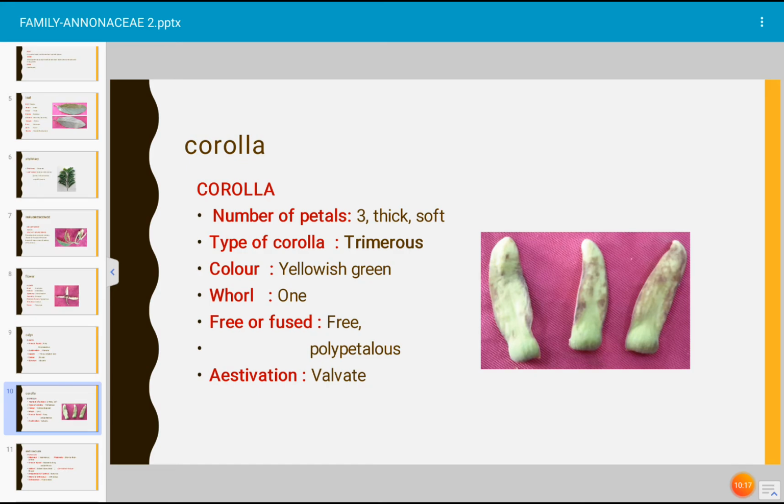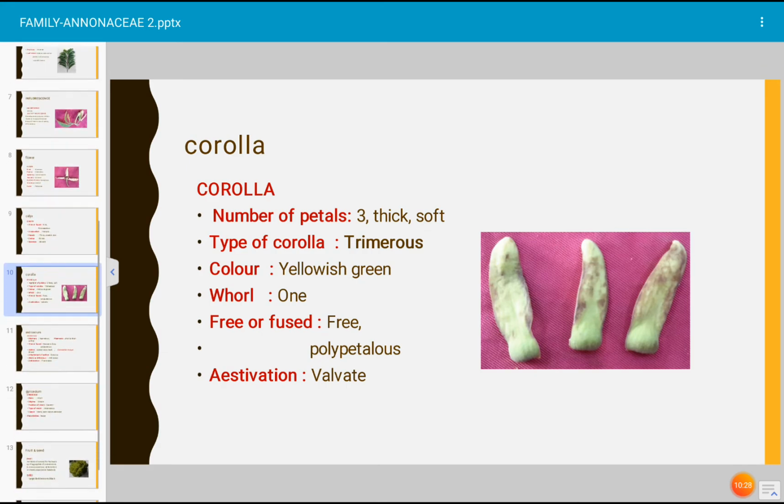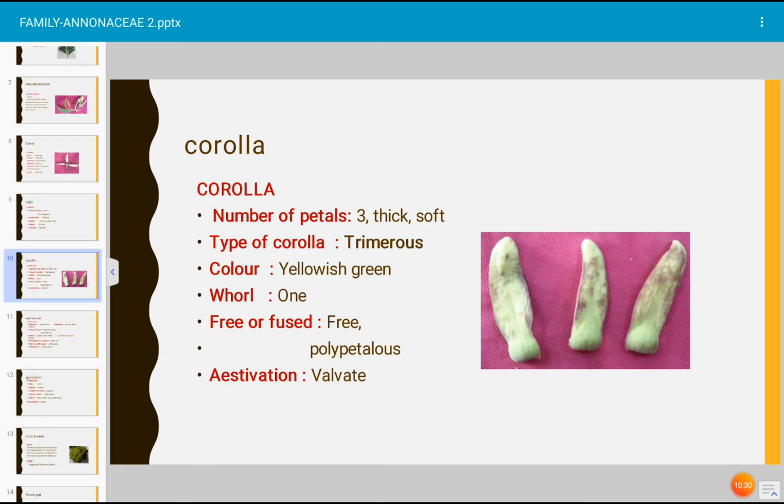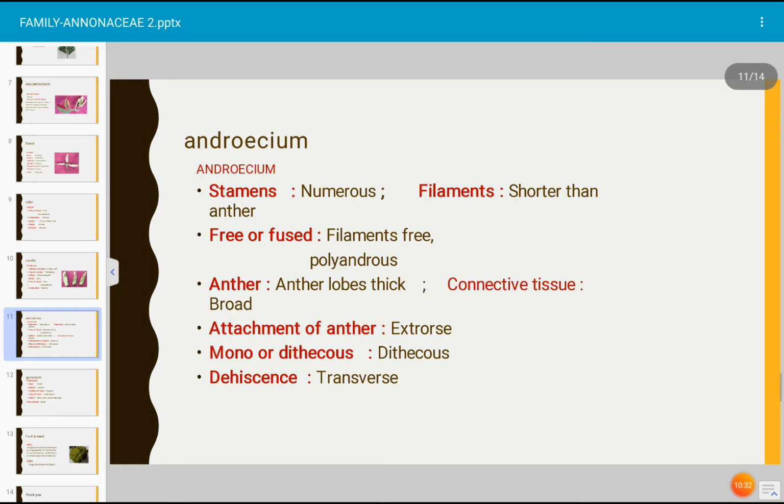How is the aestivation? Arrangement of the petals in the flower, that is aestivation. Aestivation is valvate again, similar to calyx. Valvate aestivation. Next, androecium. Androecium is the male part of the flower.